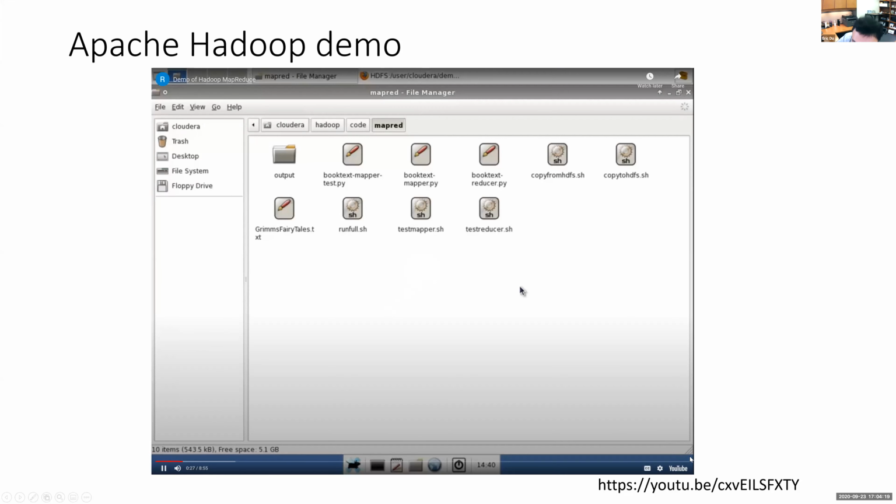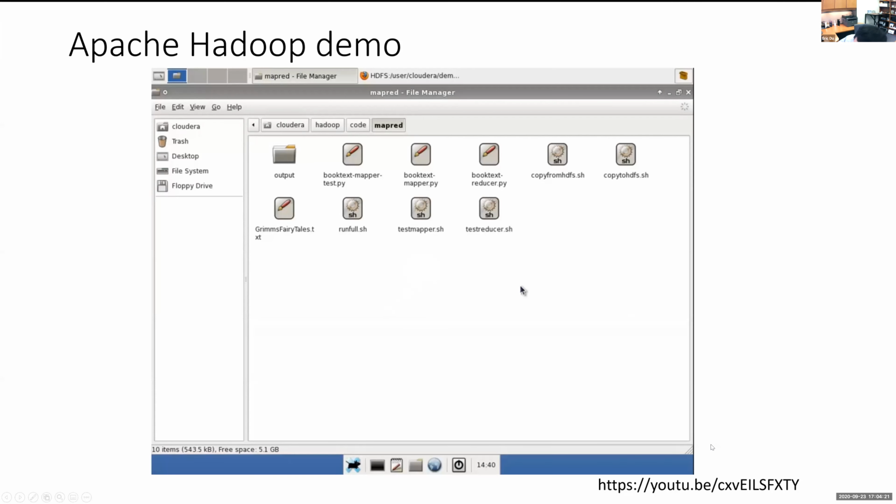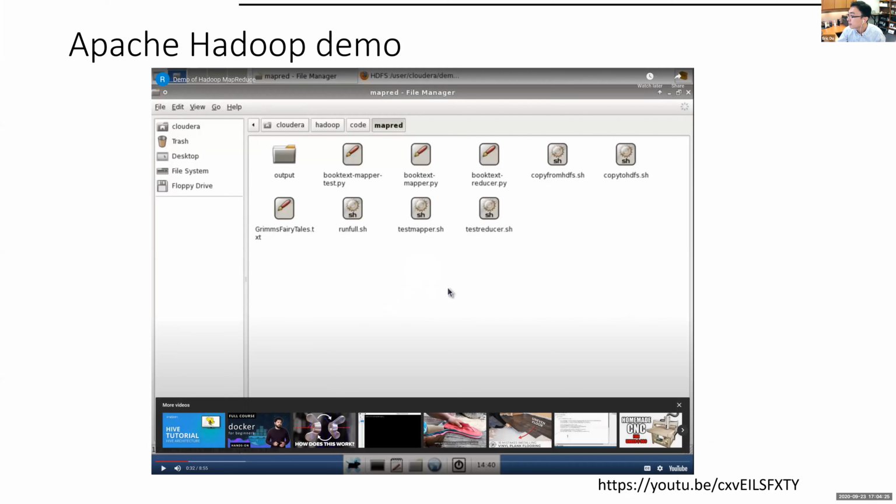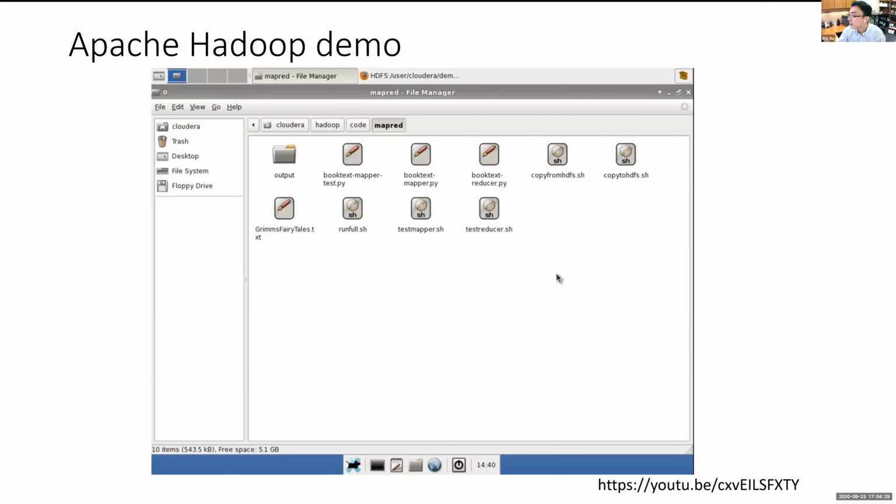Files that feed into your process, and the reducer will take the output of each of those maps and put it back into some output that you can actually use.